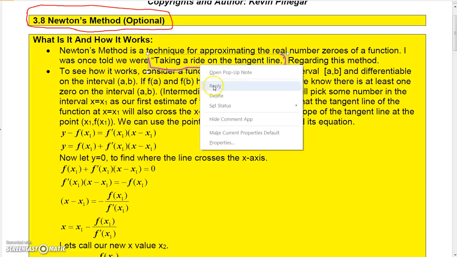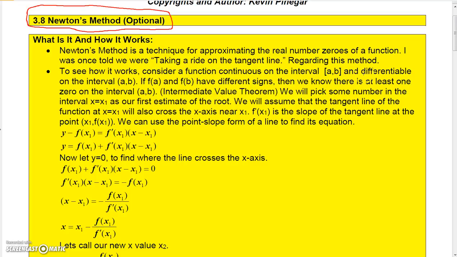Let's say that you have a function that's continuous on some closed interval a to b, and differentiable on the open interval. So if you evaluate the function at the left endpoint of the interval and at the right endpoint of the interval, and you get different signs, then we know the function must cross the x-axis. That means there is at least one zero in that interval. That's from the intermediate value theorem.